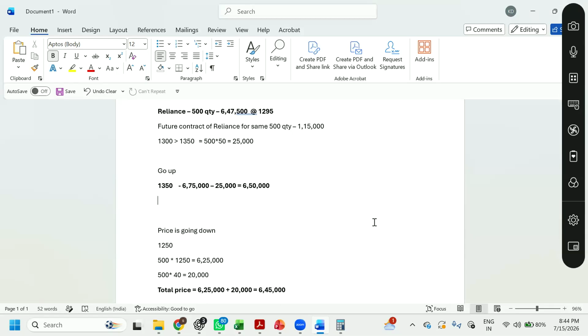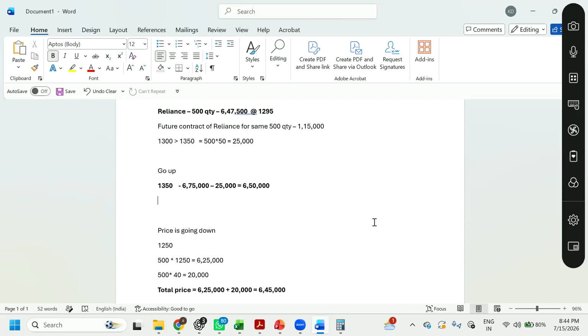Okay. So we will take one quick example, imagine had I not hedged. Maybe when the price has fallen down, I might have benefited. But in the case the price has gone up, say from 1295 to 1350, if I hadn't taken the futures long contract, I would have paid 6,75,000, right? Ideally, how much additional did I have to pay? I had to pay an additional 25,000 rupees there.